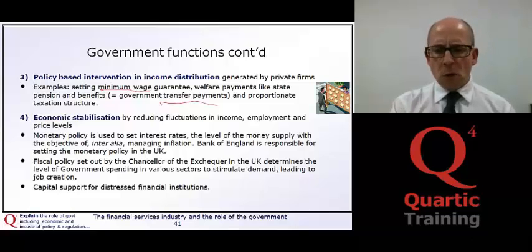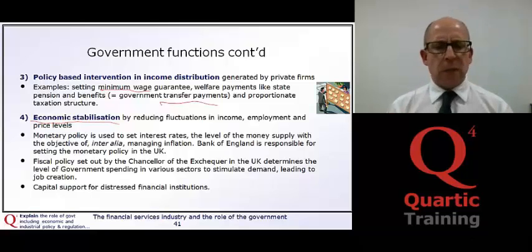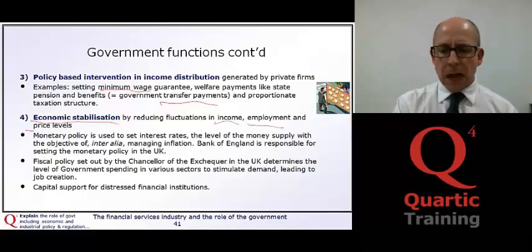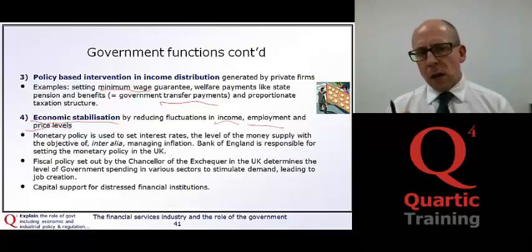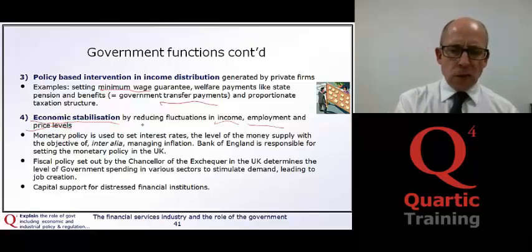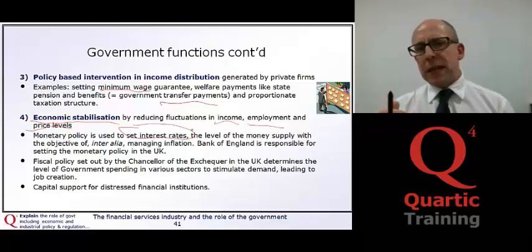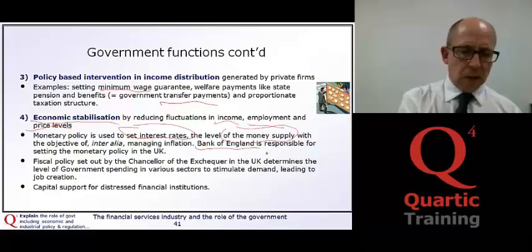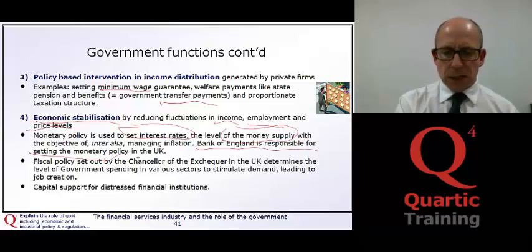Also, it plays an important role in economic stabilisation, really trying to reduce excessive fluctuations in the economy, which can have adverse effects on income, unemployment and prices. Price levels, of course, we're referring to inflation there. So the monetary policy involves the use of interest rates, increasing interest rates, for example, if the economy is growing too fast in the government's view, that inflation is increasing too rapidly. It can also control the level of the money supply, and the Bank of England is the responsible body for setting that monetary policy in the United Kingdom.